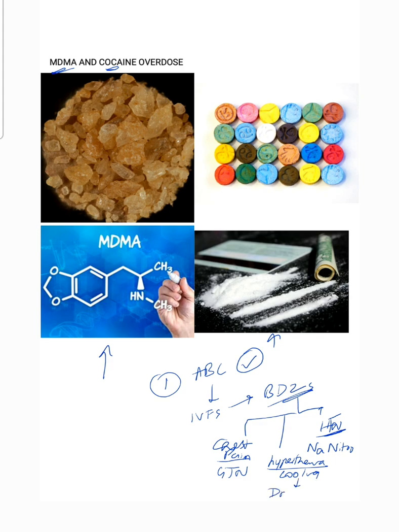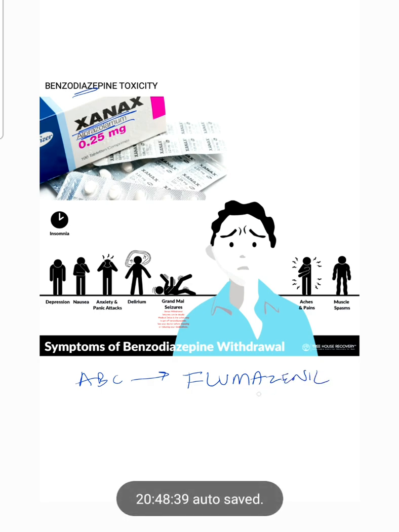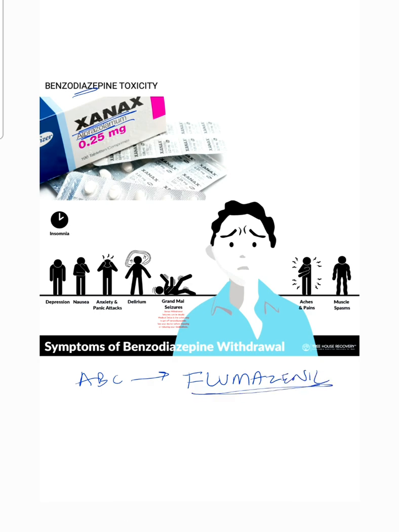is administered. Let's now move on to benzodiazepine overdose. The first priority, even here, is to establish airway, breathing, and circulation. And once this is established, a drug called flumazenil is used to reverse the effects of a benzodiazepine toxicity.